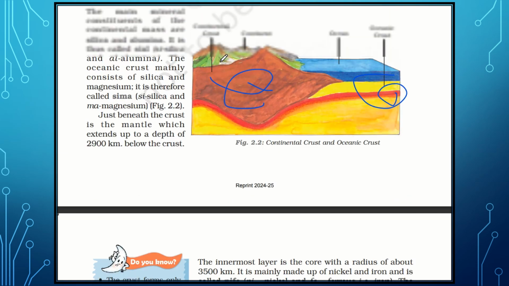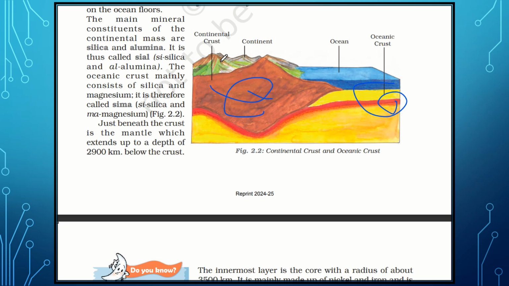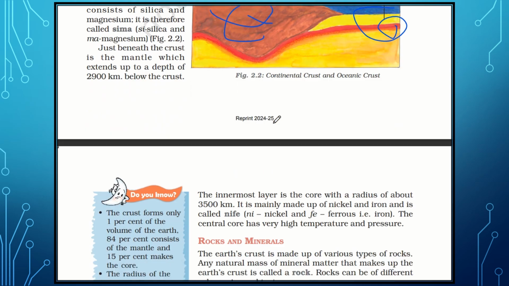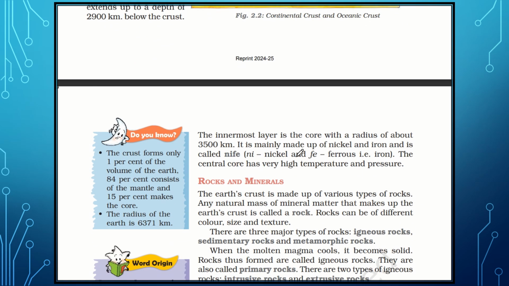So up to now we understood that the continental mass is made up of Sial, that is silica and alumina, the oceanic crust is made up of Sima, that is silica and magnesium, and the core is made up of NiFe, nickel and ferrous, that is iron. Do you know the crust forms only 1% of the volume of the earth? Yes, 84% consists of mantle and 15% makes the core. The radius of the earth is 6,371 kilometer.